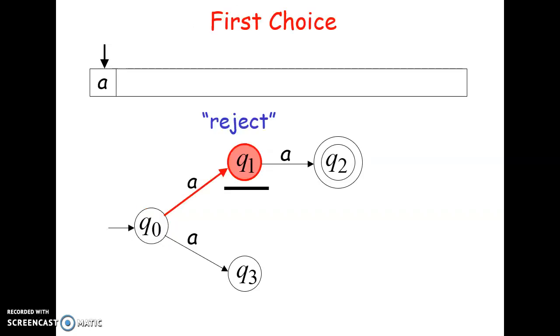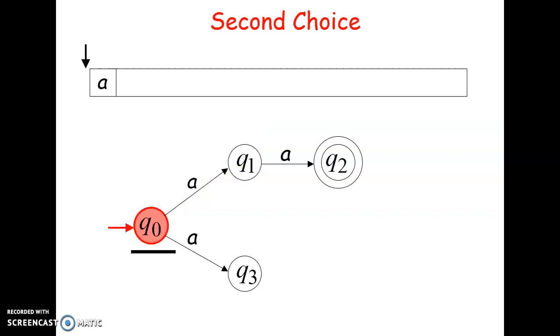आप Q0 से Q1 पे जाएं, string is consumed, but Q1 is not your final state, string is rejected. Another computation, Q0 से Q3 पे जाएं, string is consumed, but Q3 is not your final state, so string is rejected.